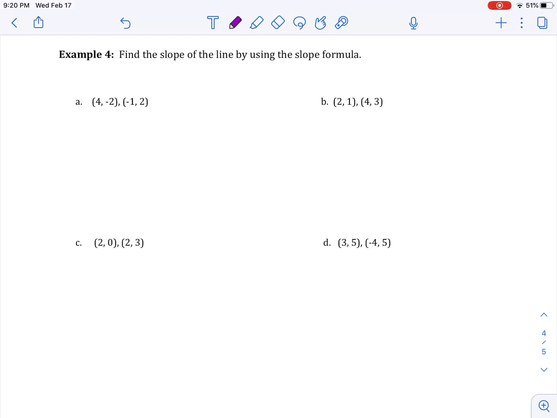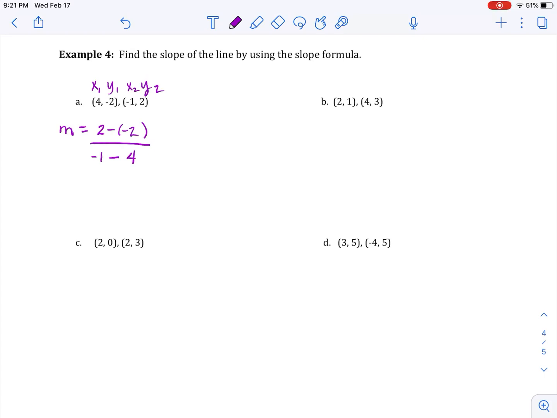So again, subtract your y's on top and your x's on the bottom. If you want to call the first pair x1 and y1 and the second pair x2 and y2, always remember that each parenthesis contains an x and a y. Our slope formula says subtract the y's on top, so we can go y2 minus y1, which would be 2 minus a negative 2. Then subtract your x's on the bottom. Since you started with the second ordered pair on the top, you're going to go back to that second ordered pair and start with x2, which is a negative 1, minus x1, which is 4.